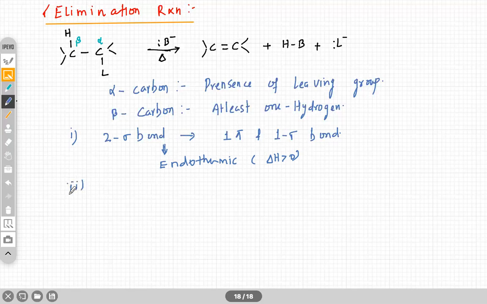The second property is the entropy of this reaction. Entropy means disorderliness. You just need to understand that delta S is greater than 0 for this reaction, because one molecule converts into two molecules, so entropy increases, disorderliness increases. We'll discuss this in the thermodynamics chapter. Here I'm just taking these two references to make you understand that the reaction is spontaneous.